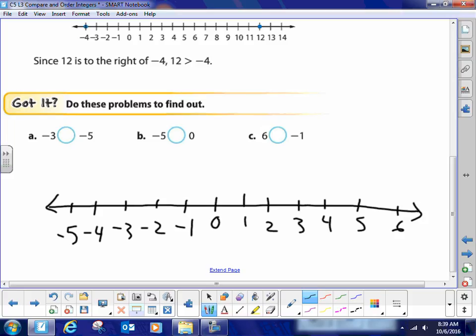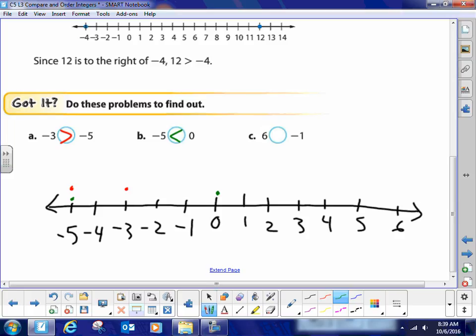The first one I'm going to use my red pen on. I will mark negative 3 and negative 5. Which one is bigger? Well, which one's farther to the right? Negative 3 is. So negative 3 is greater than negative 5. The next one, I'm going to use my green pen. It asks us to plot negative 5 and 0. Which one is farther to the right? 0 is farther to the right. So negative 5 is less than 0.